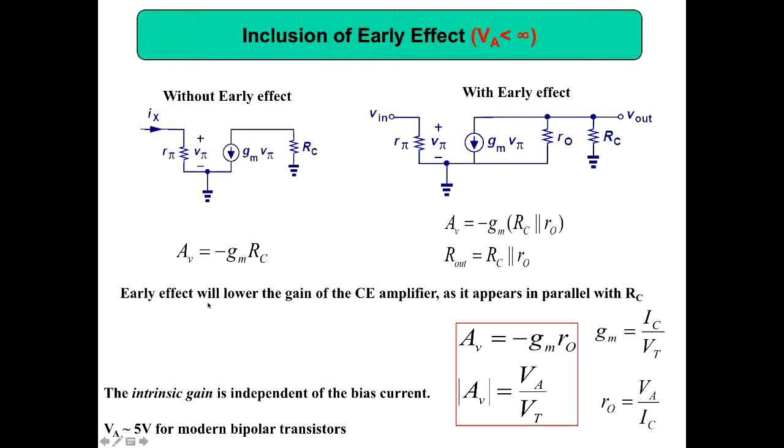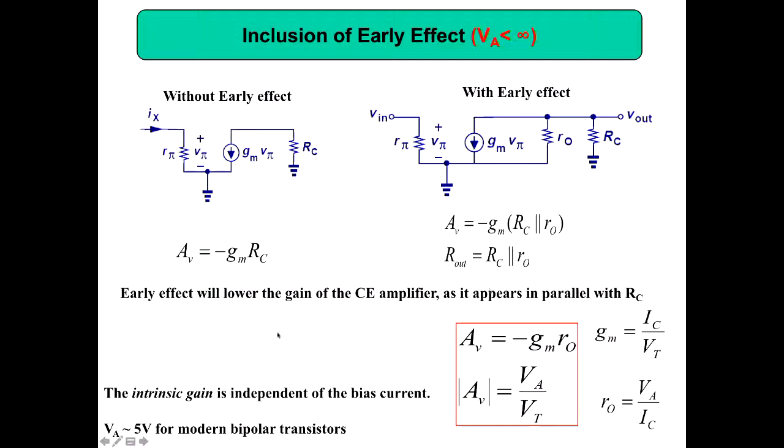So when you have RO, what will happen to the output voltage gain? It will increase or decrease? Because you are getting some RO that is coming in parallel with RC, the existing value. Whenever you have something in parallel, your value is actually decreasing. It's not increasing. So Early effect will lower the gain of the common emitter amplifier, and it appears in parallel with RC. You got minus GM into RC without Early effect. When you have Early effect, you are getting RO, and it is coming in parallel. Whenever you have got something in parallel, the value will reduce. Then Early effect will reduce it.